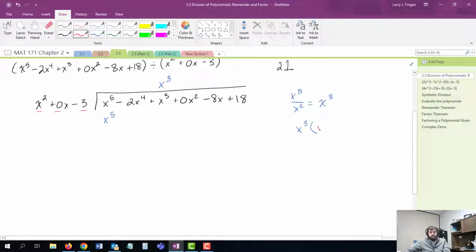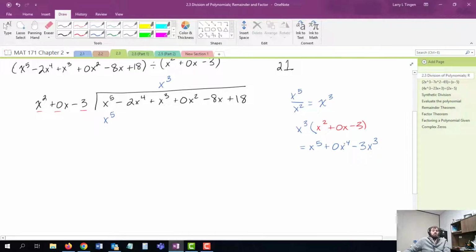So now I'm going to take x cubed, and I'm going to multiply it by the divisor. What do I get? X squared plus 0x minus 3. Distribute that, and that's x to the fifth, then x cubed times 0x is 0x to the fourth, and x cubed times negative 3 is negative 3x cubed.